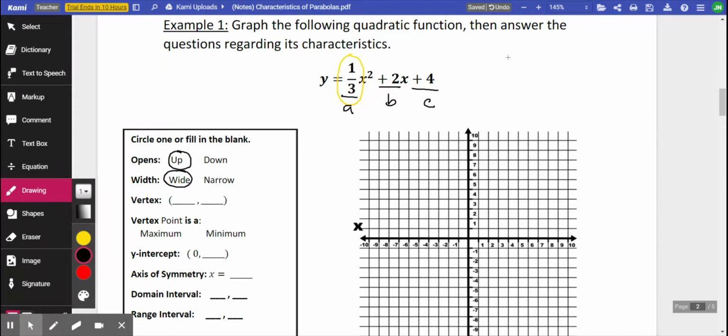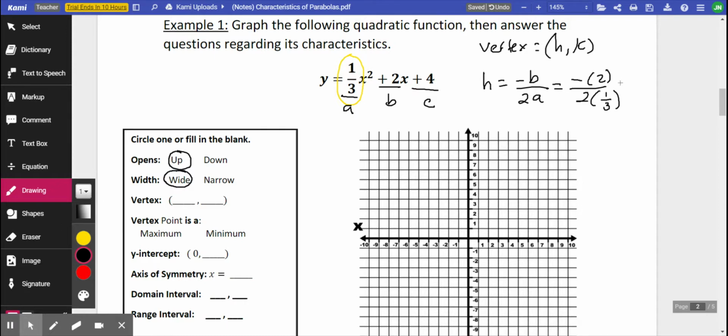So the vertex is the point h, k. So h comma k. To figure out the h, the formula from one of the previous lessons is negative b over 2a, or opposite b over 2a. Since we already have our a, b, and c from the equation, it's going to be the opposite of 2 divided by 2 times a, which is 2 times 1 over 3.